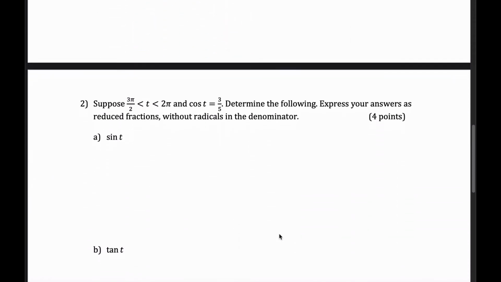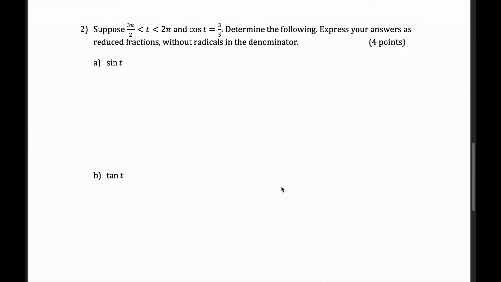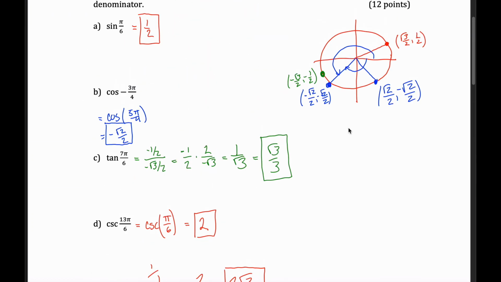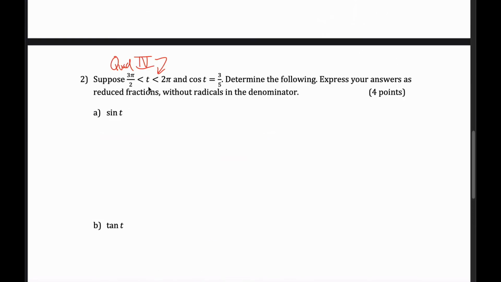On the second page, we deal with values that are not those 16 memorized points on your unit circle. For question 2 here, we're told that our angle t is down here in the fourth quadrant because t is between 3 pi over 2 and 2 pi, which correspond with this point and this point. So we immediately know that the x-coordinate should be positive and the y-coordinate should be negative. It tells us that the cosine of t is equal to 3/5, so that tells us that the x is equal to 3/5, and what we're supposed to figure out is the sine of t.